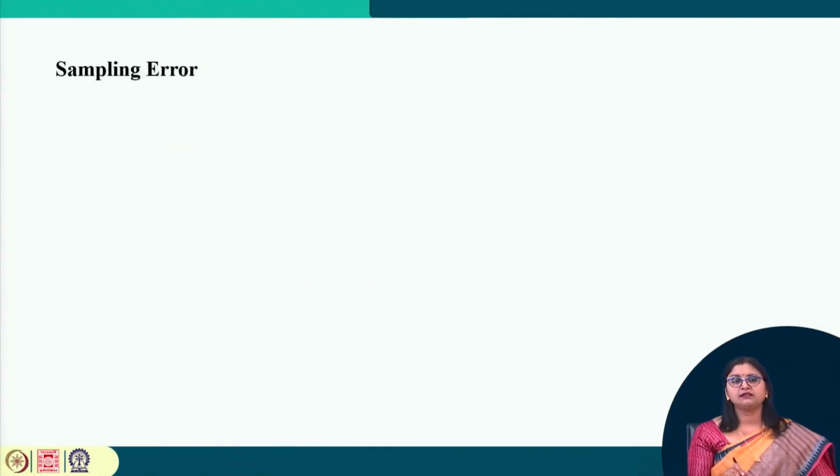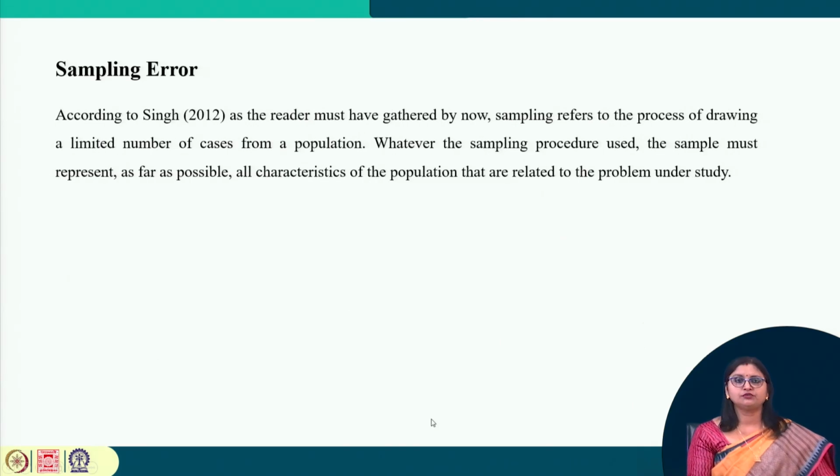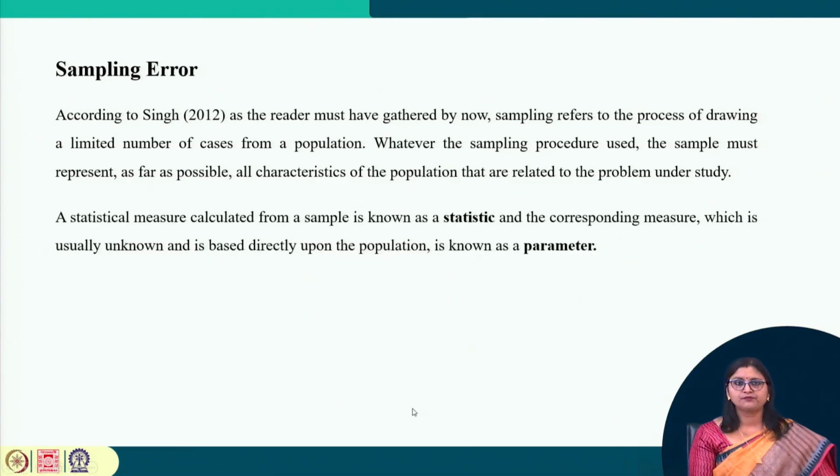Now, sampling error. Sampling error, according to A.K. Singh in 2012: as the reader must have gathered by now, sampling refers to the process of drawing a limited number of cases from a population. Whatever the sampling procedure used, the sample must represent as far as possible all characteristics of the population that are related to the problem under study.